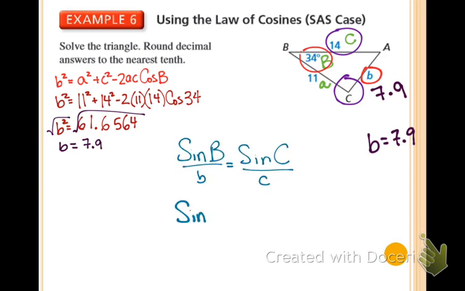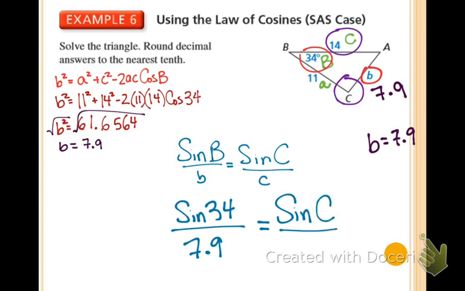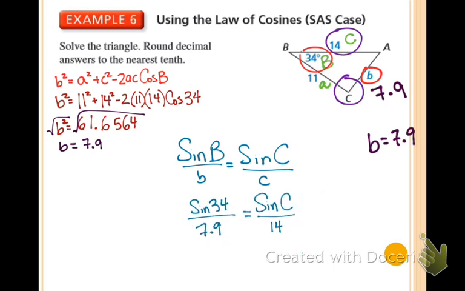All right, so what's my angle B? 34, yeah. And then side B we found is 7.9, equals sine of angle C, which we don't know, over, what is side C? 14. So from here we solve. How do I get sine of C by itself? Times 14. You definitely don't want to flip this one. That's why we put what's missing on the top, so we don't have to flip anything.